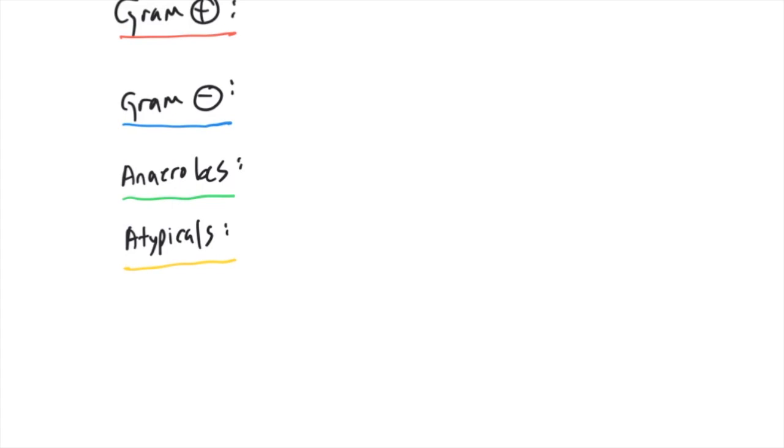So we'll start with gram-positive organisms. The classic gram-positive organisms that you should be thinking about are generally staph and strep. These are common organisms that are found on the skin and soft tissue infections like cellulitis. Another example of a gram-positive organism is Enterococcus.